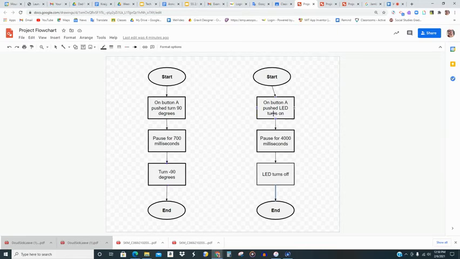And then I have a separate flow chart for the light. When that button is pressed, the LED light is going to turn on, and there's going to be a pause for 4 seconds. So that light's going to stay on for 4 seconds, and then it's going to turn off. Two different things happening, two different flow charts.